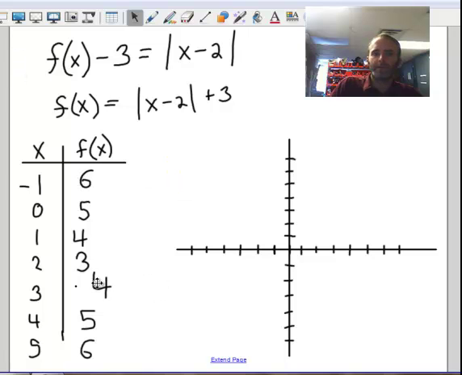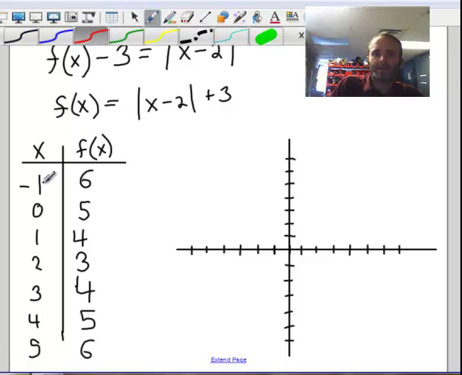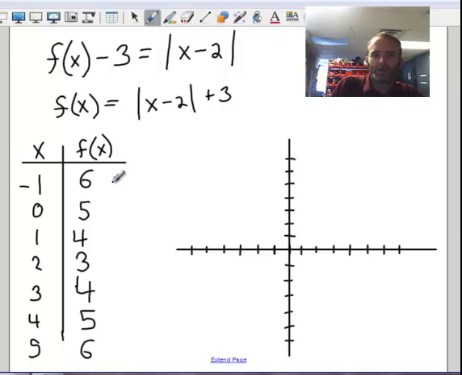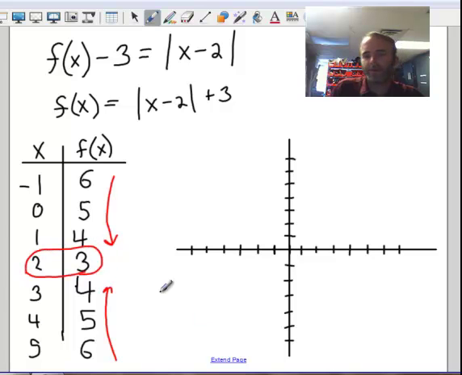Alright, so if you look here, you can see a pattern. My y's, as I'm approaching from the left, from -1 to the right, are approaching one number. And what number is that? I'm approaching the 3. So this is my vertex. When we graph this, this is the point of inflection where it turns direction and reflects the other way.